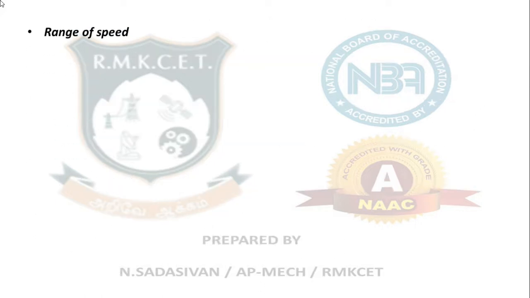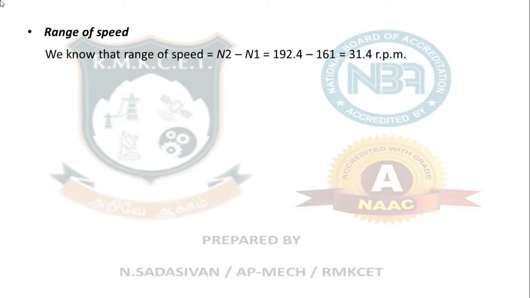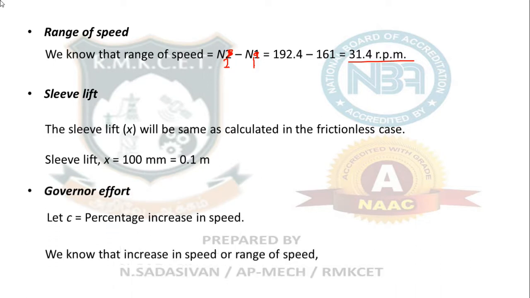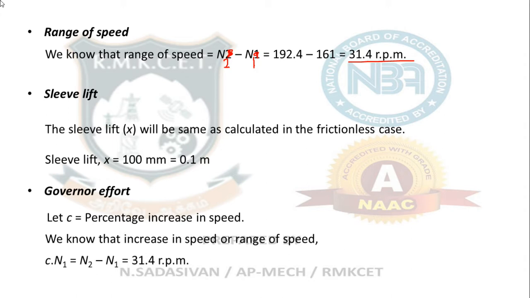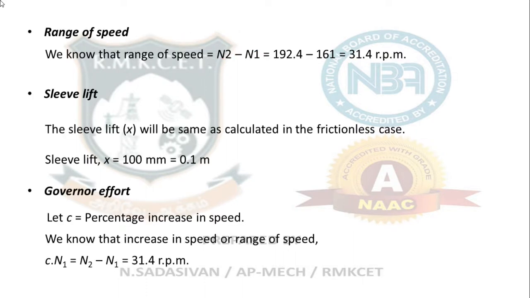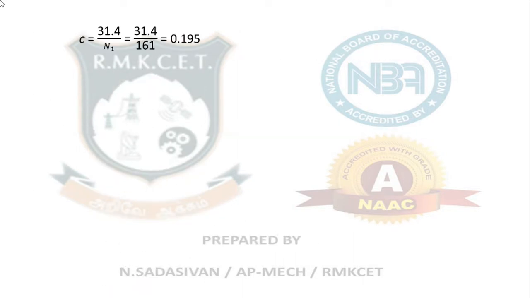So first question for the second category problem, the friction problem, range of speed n2 minus n1. So these two should be in suffix position. Okay, n2 minus n1. So 192.4 minus 161, 31.4 rpm, right? Sleeve lift remains same. Height of the governor remains same. Therefore, sleeve lift remains same, 100 mm. Governor effort: percentage of change in speed, first you find out. So range of speed is 31.4 divided by the lower speed 161. So C equal to 31.4 by 161 is 19.5 percent, 0.195.